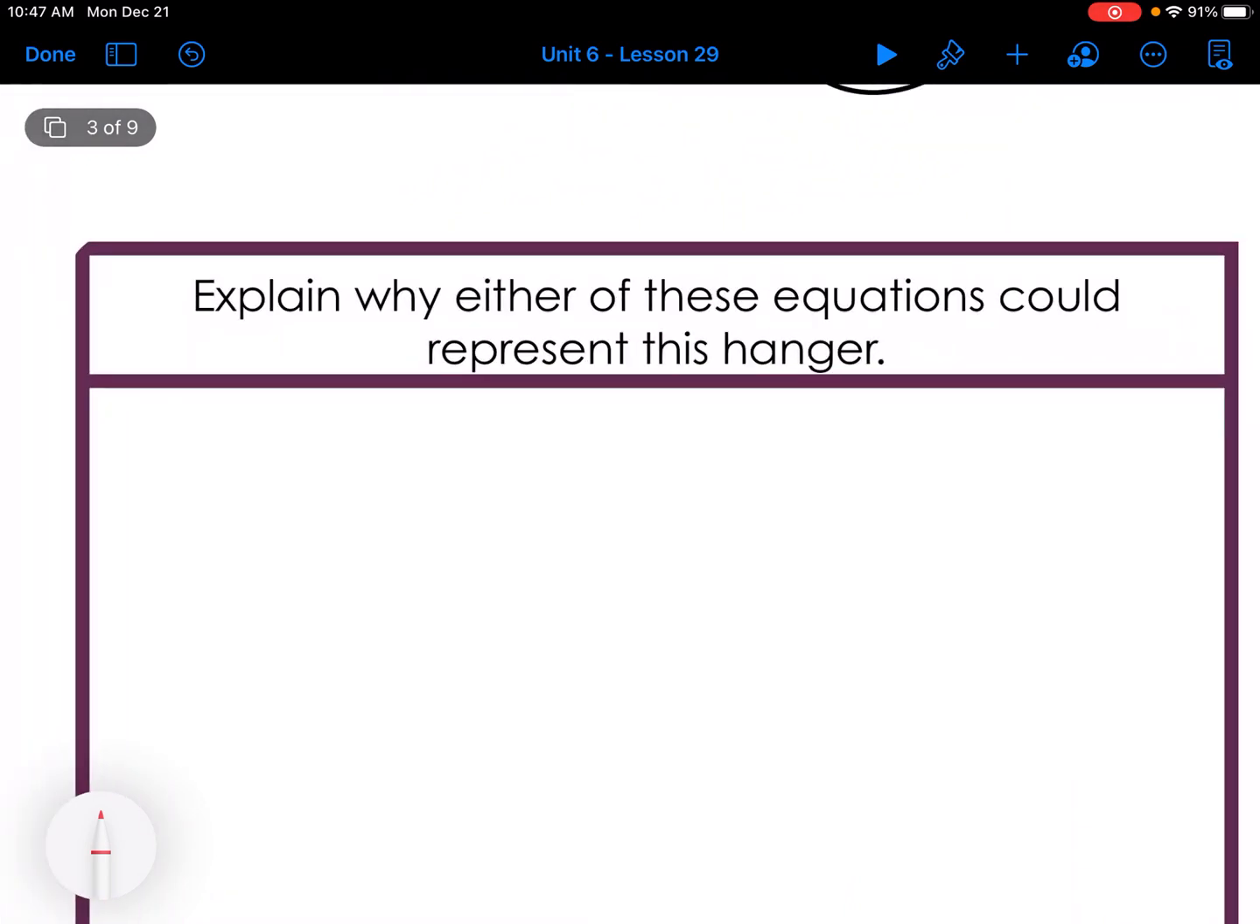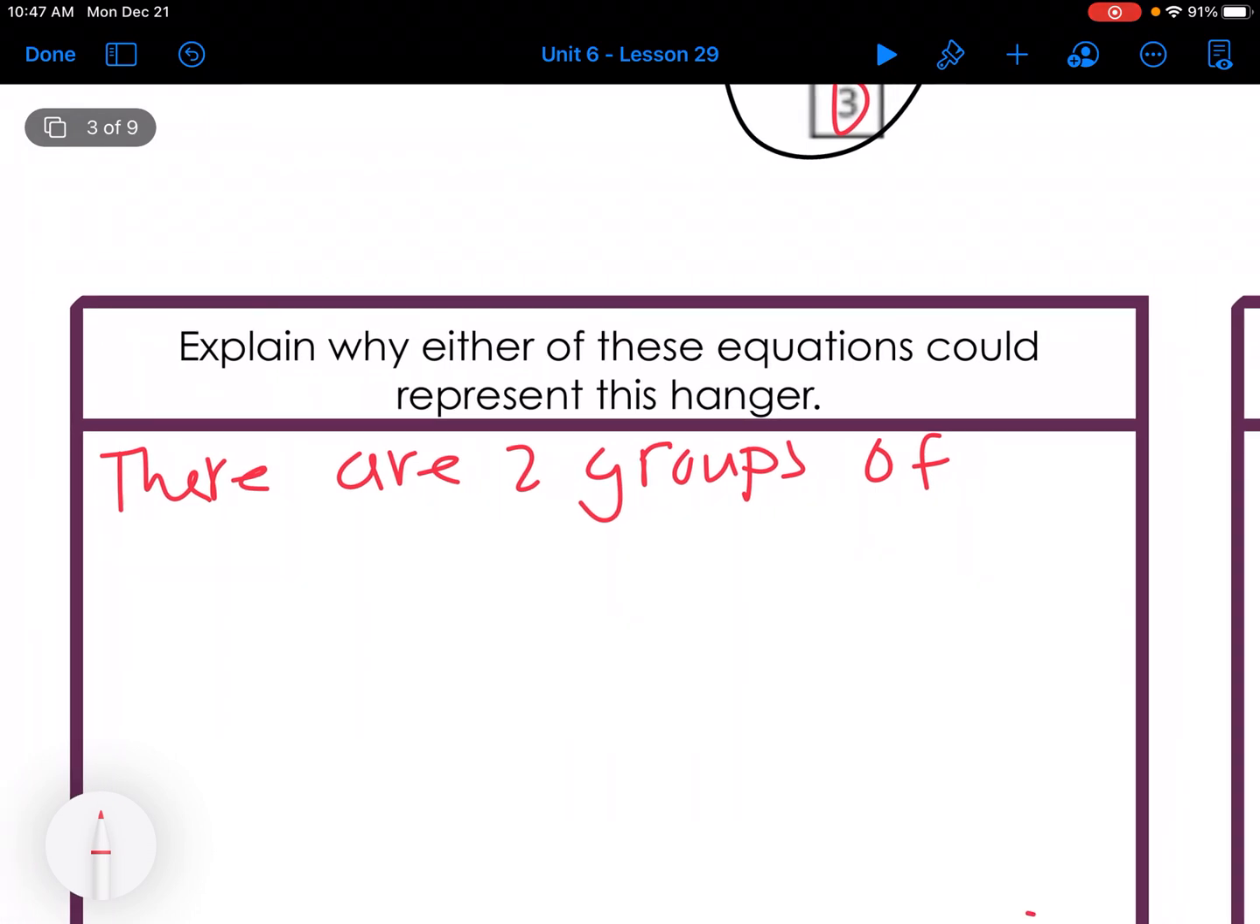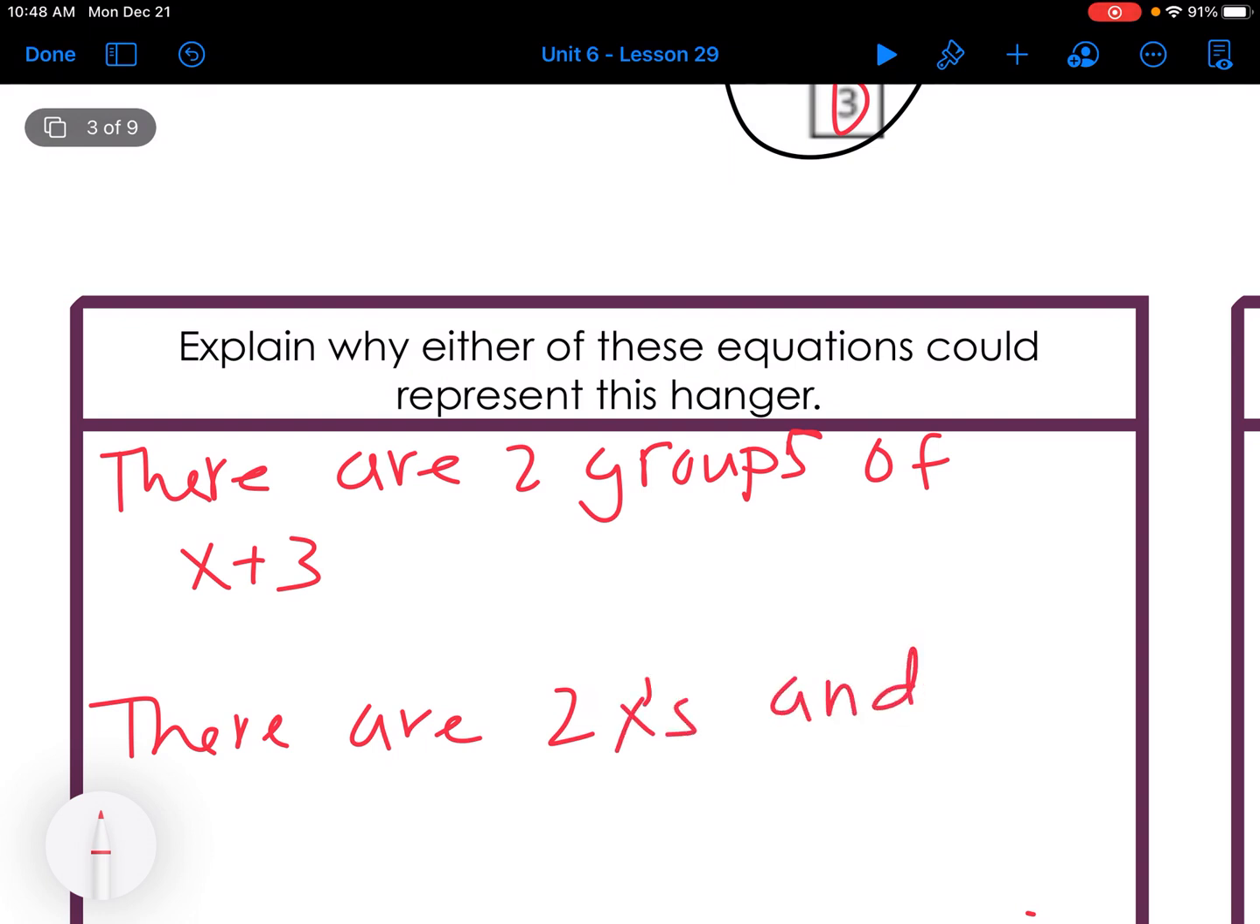Okay, so there are two groups of x plus 3. And then the second one, there are two x's, and 3 plus 3 equals 6.